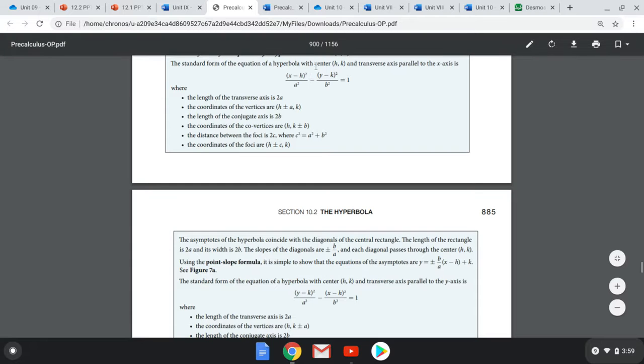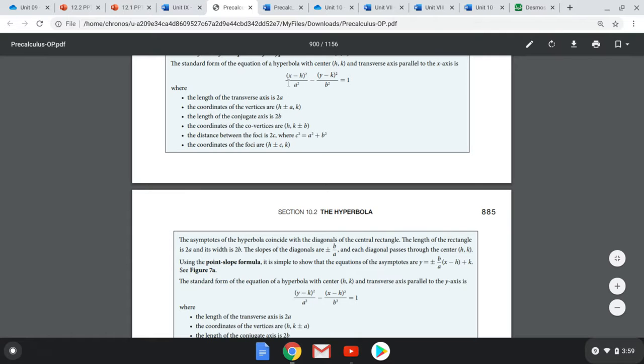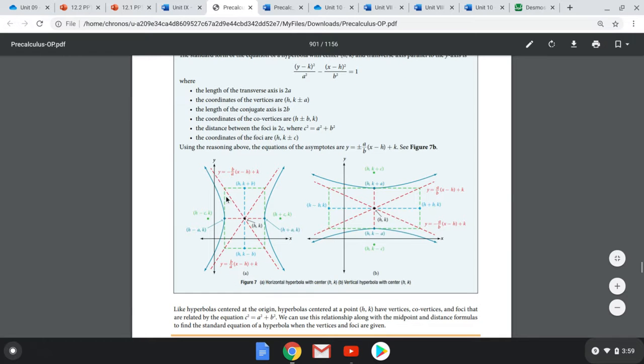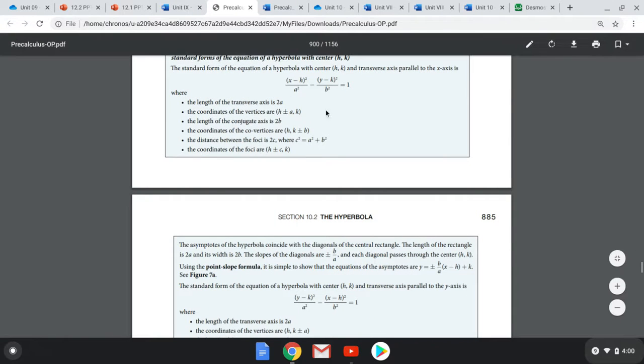You can also see that we can have a situation where X is the front term, or we can have a situation where Y is the front term. Whichever one is the front term is going to tell you the direction of your hyperbola. So if X is your front term, your hyperbola is going to be opening up right and left. If Y is your front term, then your hyperbola is going to be opening up and down. So that's the difference between these two. This is a right to left hyperbola. This is an up and down hyperbola.